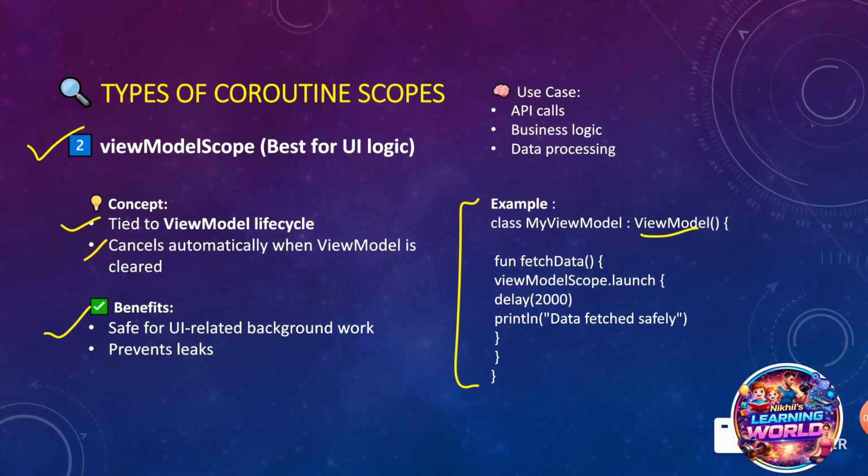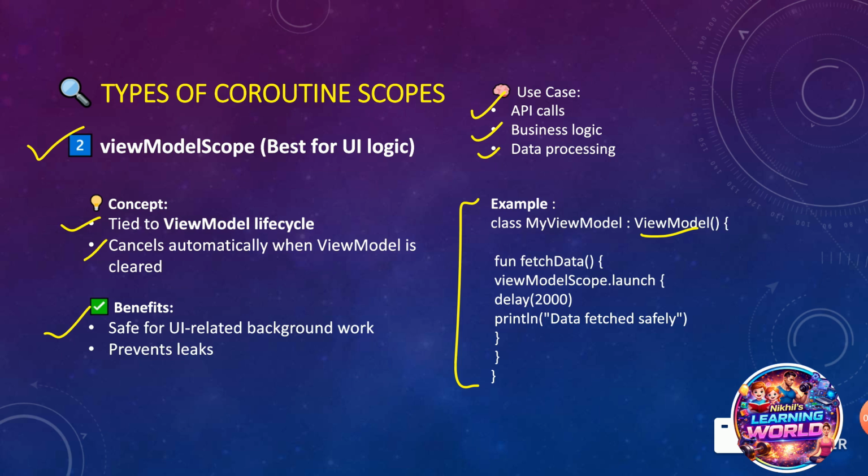It survives configuration changes like rotation. When you rotate your screen to landscape, that is a configuration change. At that time your data may get crashed, or your data may be lost. So it survives the configuration changes. That's the reason we need the view model scope.